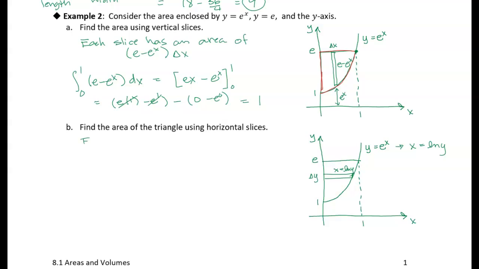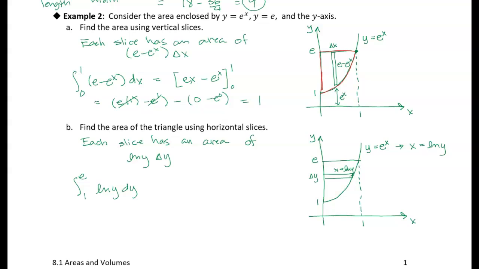So let's take a look at each slice. I'll just keep the same format. Each slice has an area of, okay, so the length of the slice is the natural log of y, and the width is delta y. And then we want to integrate. We're going to add up all those slices and just take more and more slices between 1 and e, because we're integrating up to that line y equals e. And we're integrating natural log of y dy now. So natural log of y is the length of a slice, dy is the width of the slice.